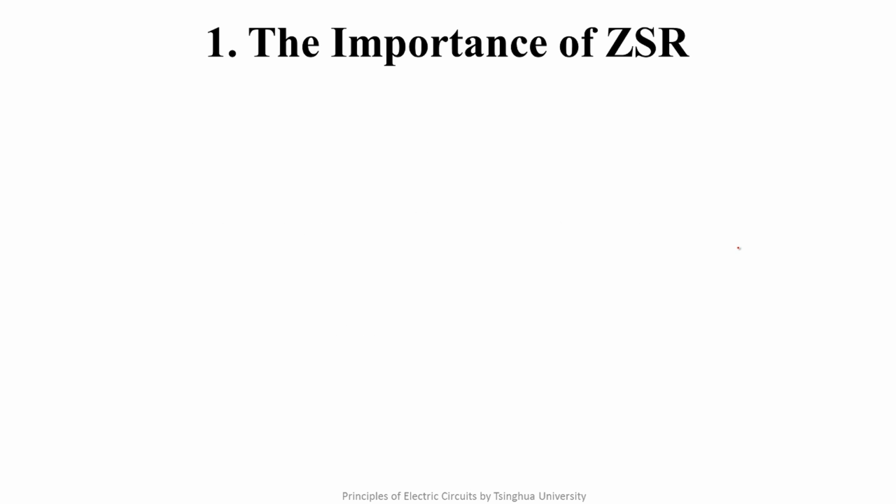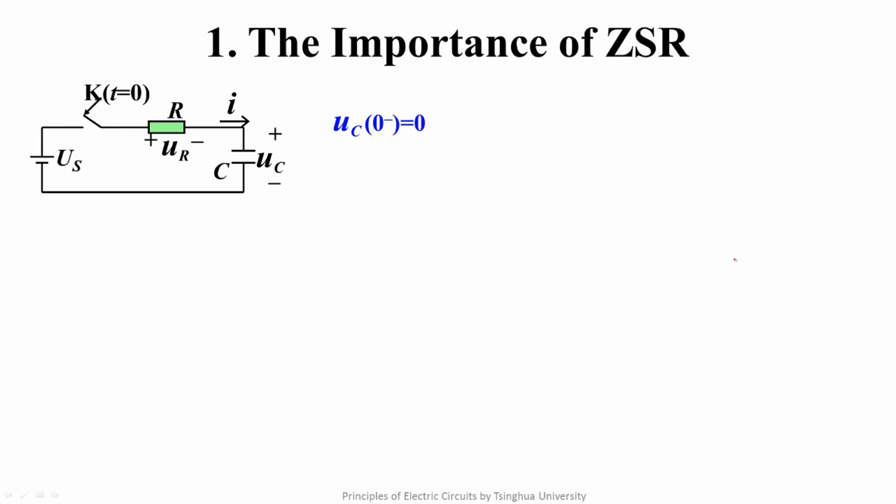Firstly, we need to review the importance of the zero-state response, on which we've discussed in lecture 51. Let's look at this exercise. This is a voltage source, a resistor, and a capacitor series circuit. The initial value of the capacitor's voltage is 0, that is the zero state. Our interested variable is UC. By applying the three elements method, we can easily get that when the excitation is US, the response is this.